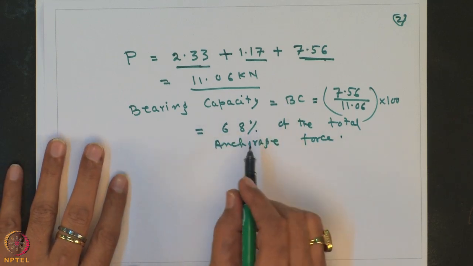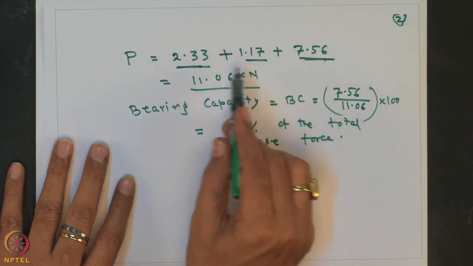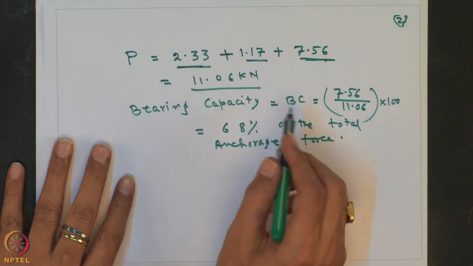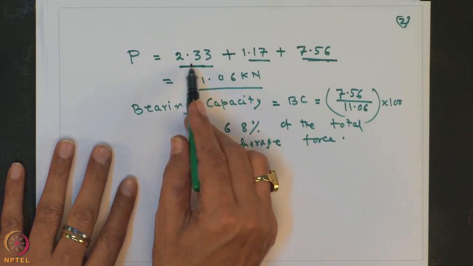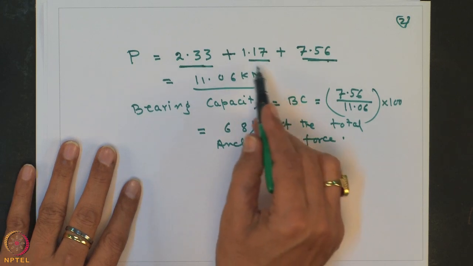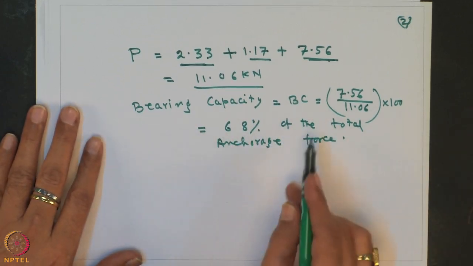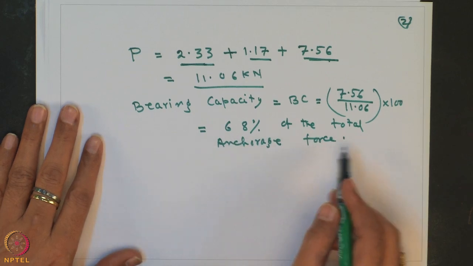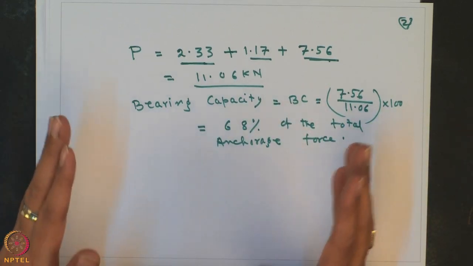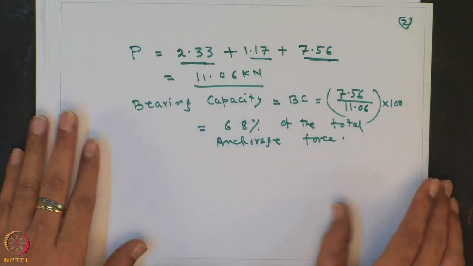So note that the degree of mobilization of these three components of the anchorage resistance during the pullout is a function of the load extension properties of the longitudinal rib and the flexibility and load extension property of the transverse rib. So here you find that bearing capacity is giving 68% of the total anchorage force, more than either the longitudinal rib shear strength or the transverse rib shear strength. So bearing capacity is always giving the higher value. Thank you.